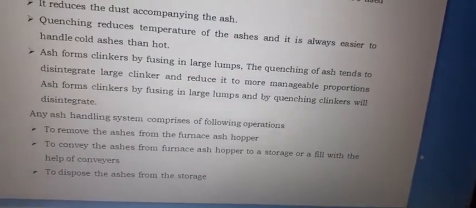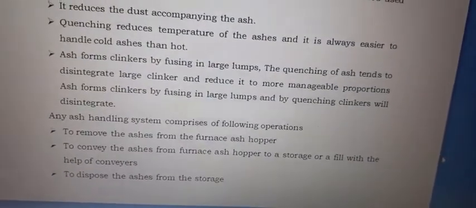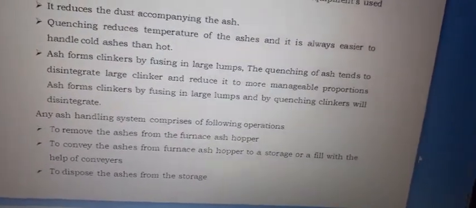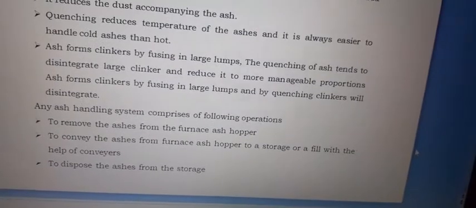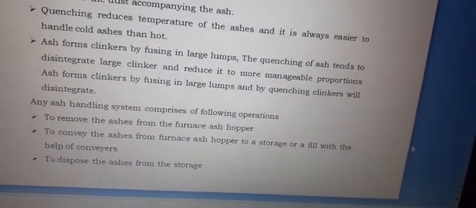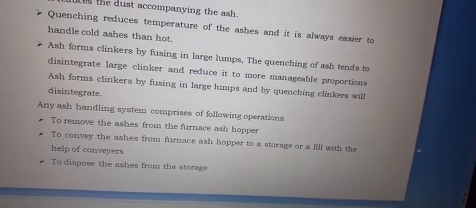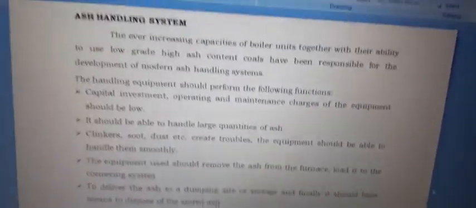Any ash handling system comprises the following operations: to remove the ashes from the furnace ash hopper, to convey the ashes from the furnace ash hopper, and to dispose of the ashes from the storage.